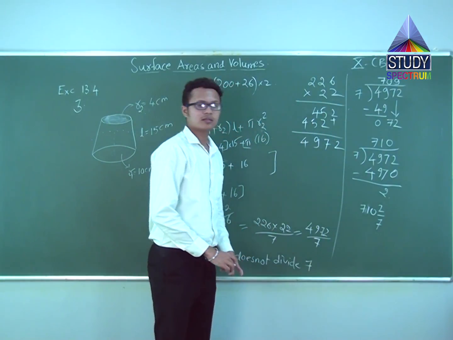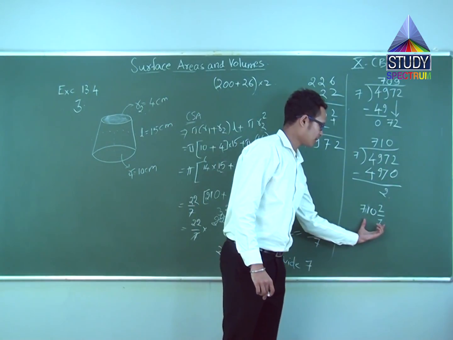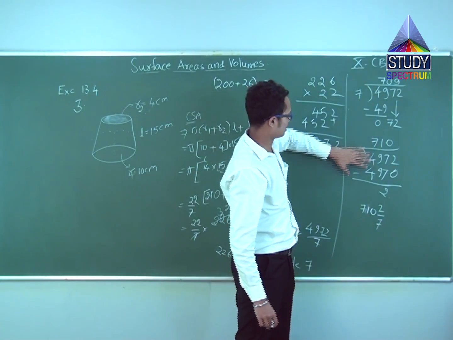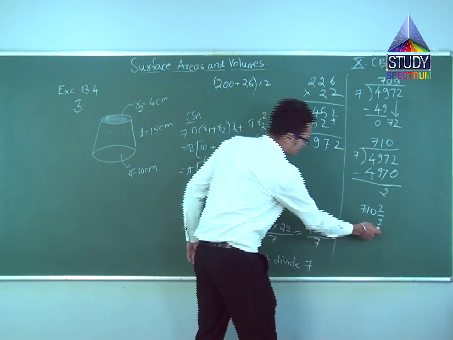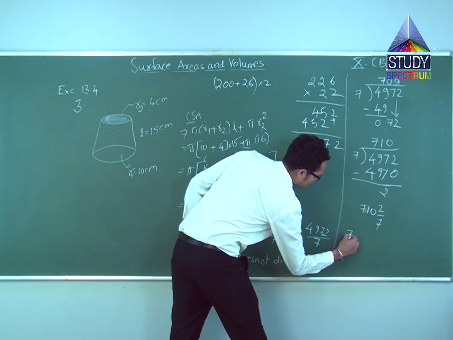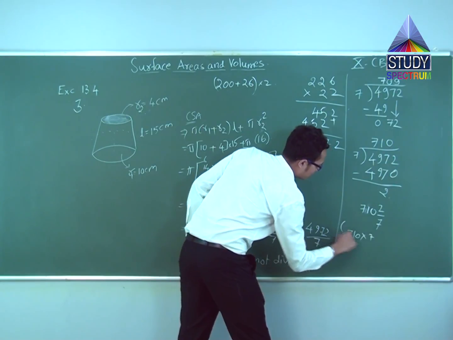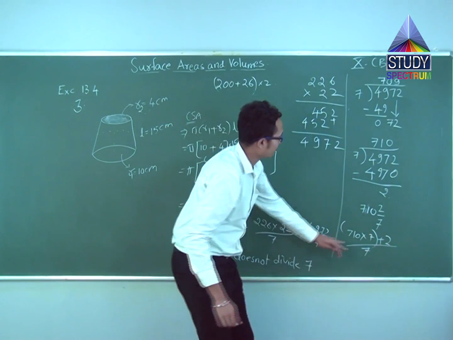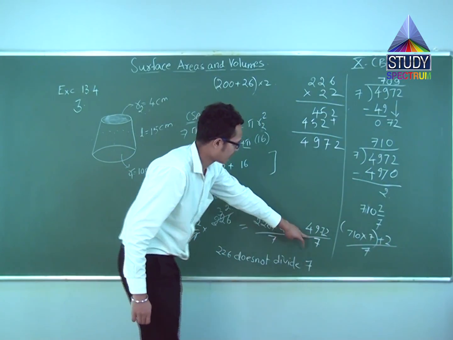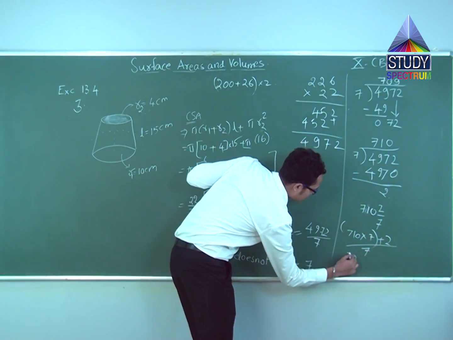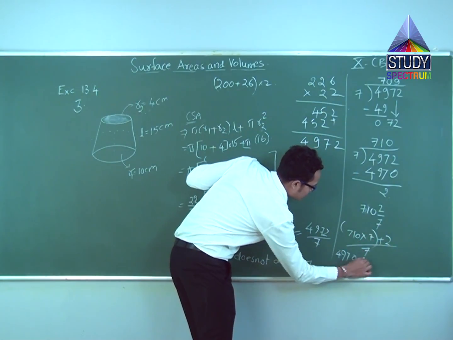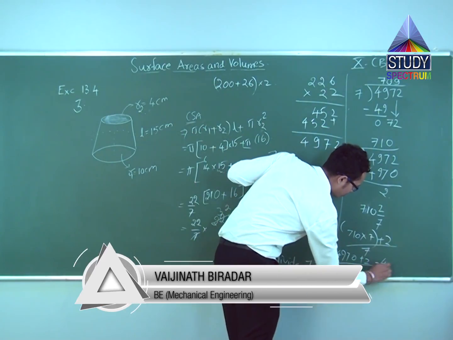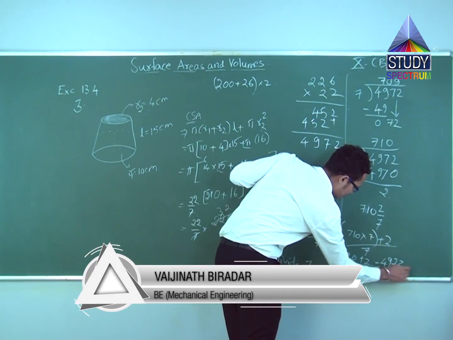And you might be wondering how this is written as the answer in a textbook. This is what they have done actually. Now just to verify, 710 into 7 plus 2 upon 7. I should get back the same answer here. I should get back this 4972, 7 7s are 49 plus 2, and I'm getting it, right? This is equal to 710 and 2 upon 7.